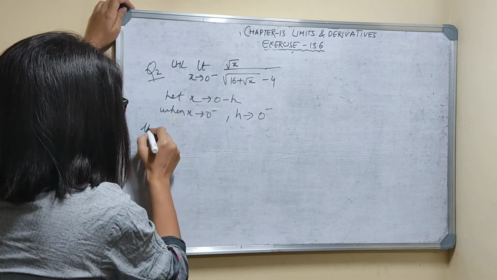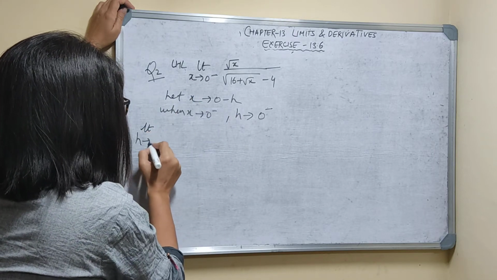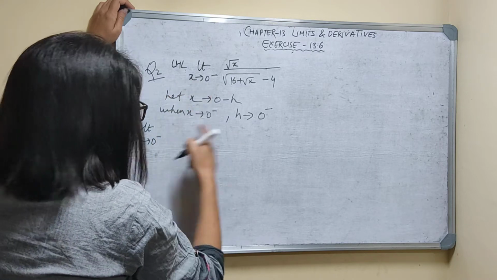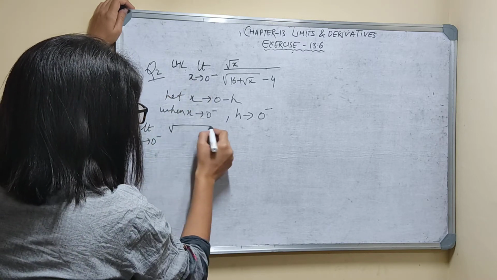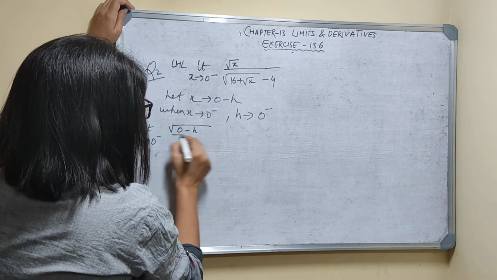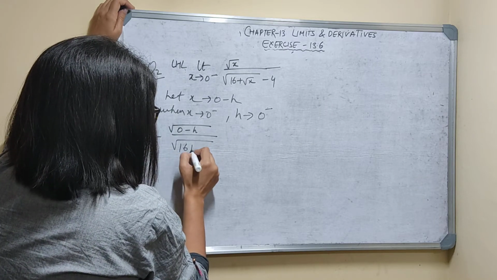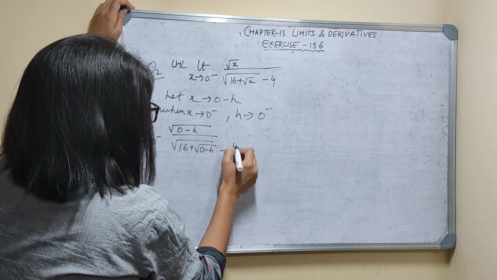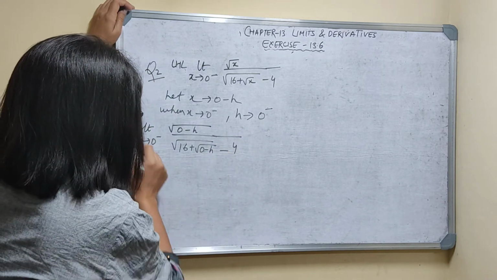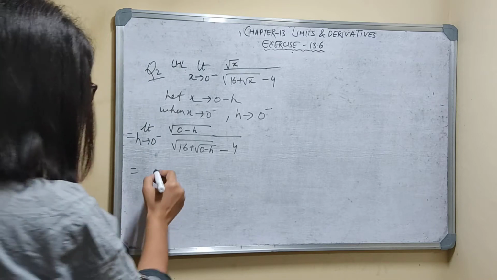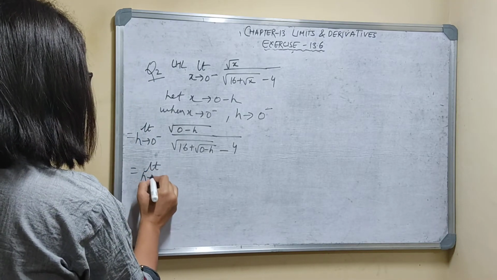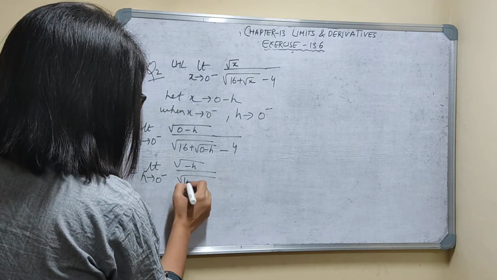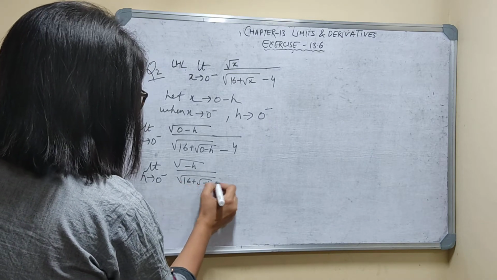So I can substitute the value. Now I am changing the limit, that is x tends to 0 minus; now I am writing h tends to 0 minus. At the place of x I am writing 0 minus h upon root of 16 plus root of 0 minus h minus 4. Is it clear? Now you can see here, limit h tends to 0 minus, you are getting minus h upon root of 16 plus root of minus h minus 4.